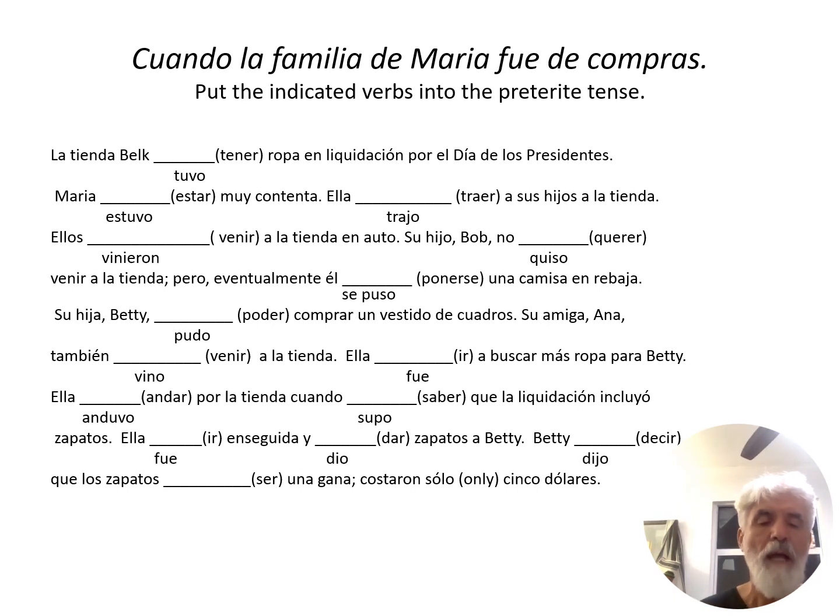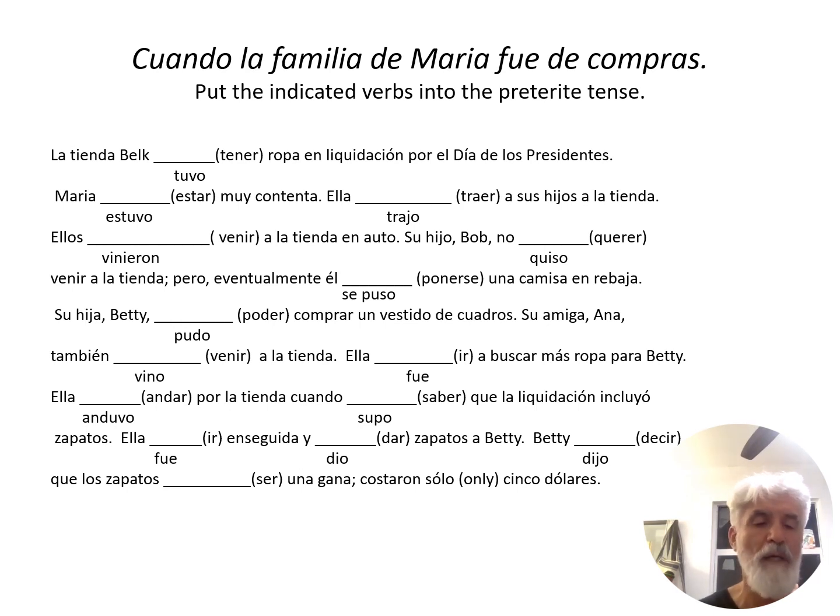Please know how to conjugate the verb ir and ser in the preterite tense. Ella fue enseguida, she went right away, and she gave, it's dio. Remember, the stem of dar in the preterite is just a D, and the ending is an IO, and dio, zapatos a Betty. And then Betty dijo, all right, decir is a J stem verb, dijo, and the ending for Betty or ella is an O in the preterite.